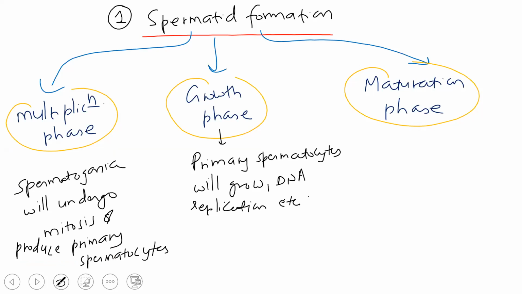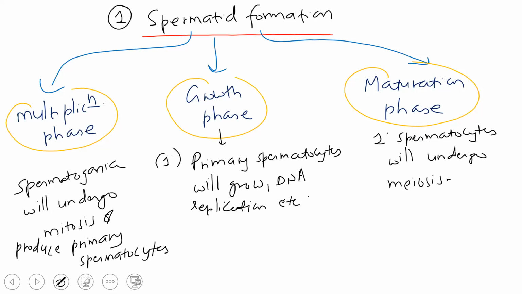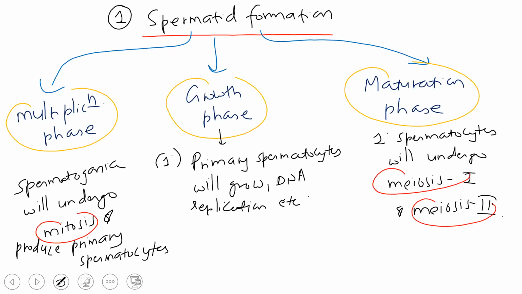Now this primary spermatocyte you can also write down like this. Over here this primary spermatocyte will undergo meiosis 1 and then they will undergo meiosis 2. So look over here: first there is mitosis, then there is meiosis 1, and then there is meiosis 2. Let me explain, let me show you.